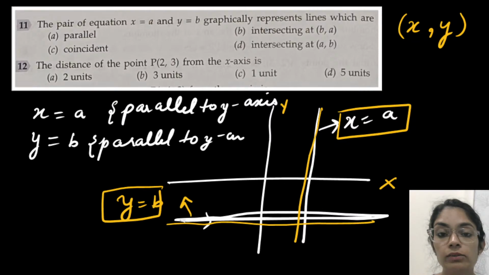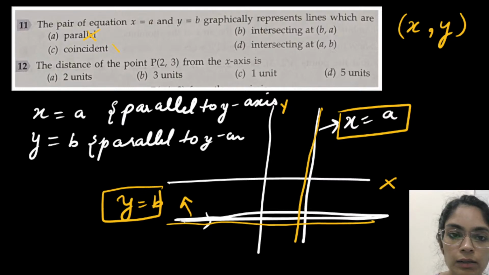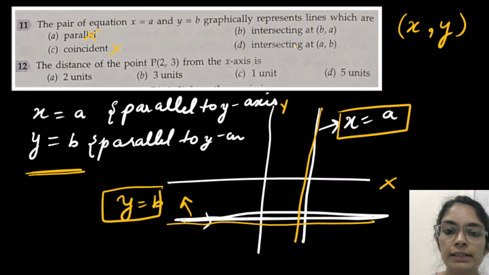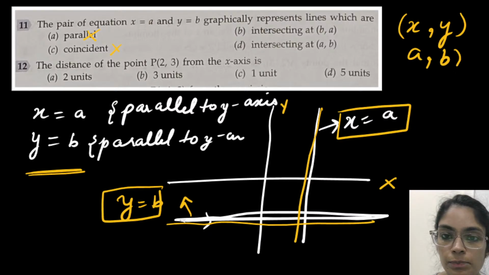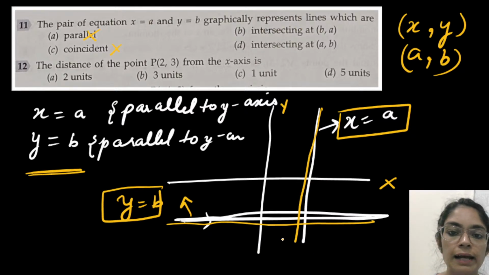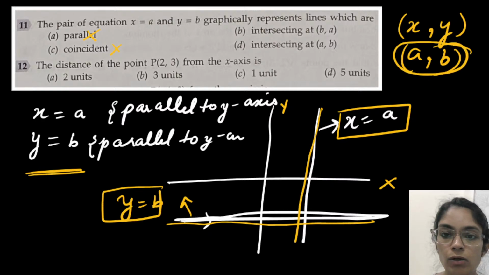Okay, so intersecting lines will be there. First of all, parallel lines are not there, and coincident lines means overlapping lines. No. So intersecting lines are there. What is the value of x and y? X is a and y is b. That means intersecting lines are there, but the point is a comma b. Yes, so option D, not option B. Shashank has given the correct answer, option D.